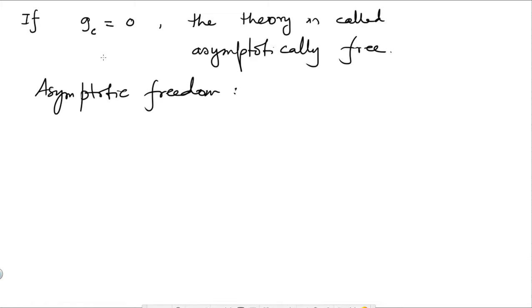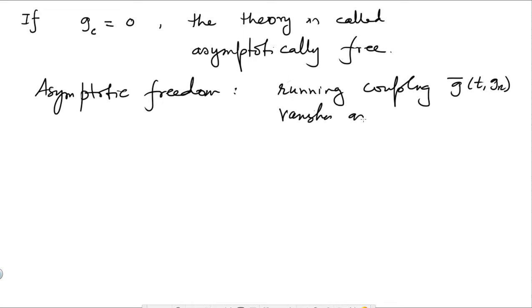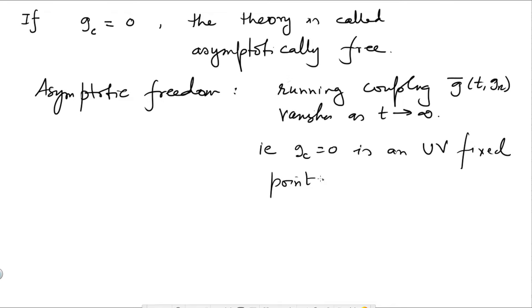So asymptotic freedom means the running coupling G bar goes to zero. That is, G_C equal to 0 is an ultraviolet fixed point. A given theory may or may not be asymptotically free. There are many theories which are not asymptotically free, and there are others which are. Whether it is or not depends on the details of that theory.